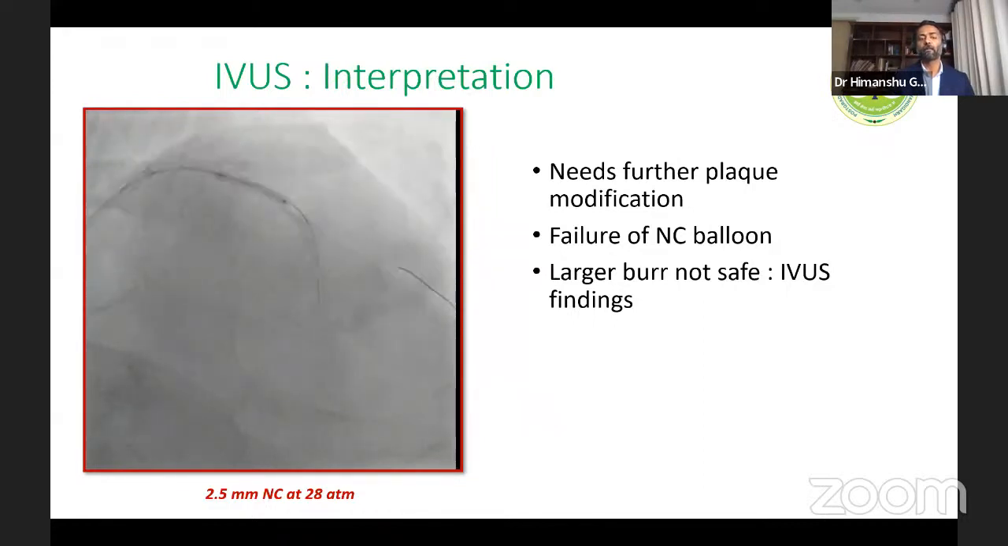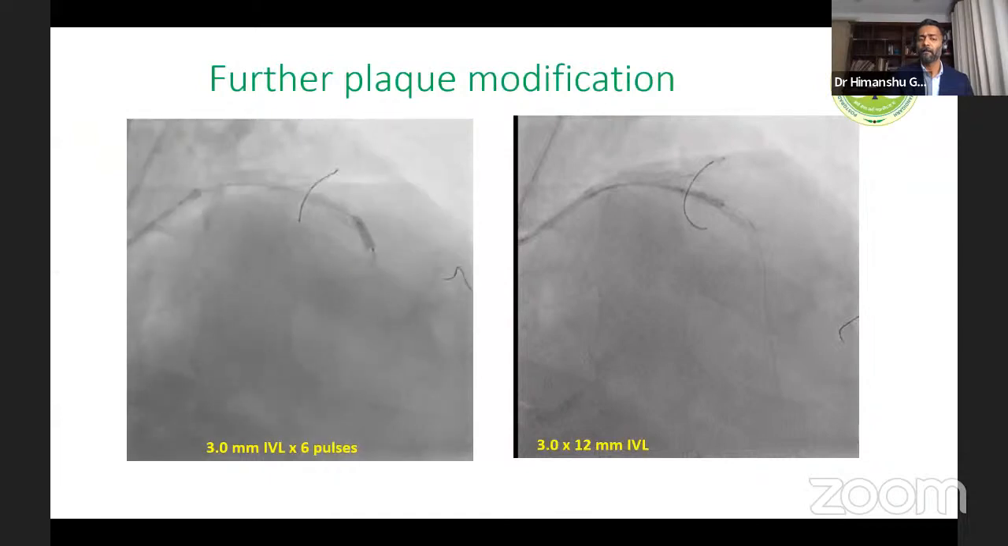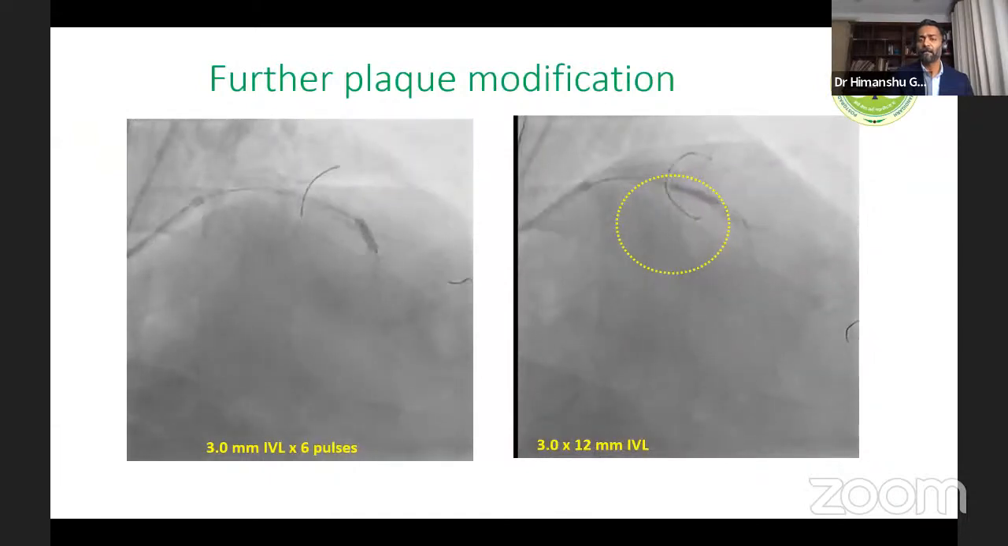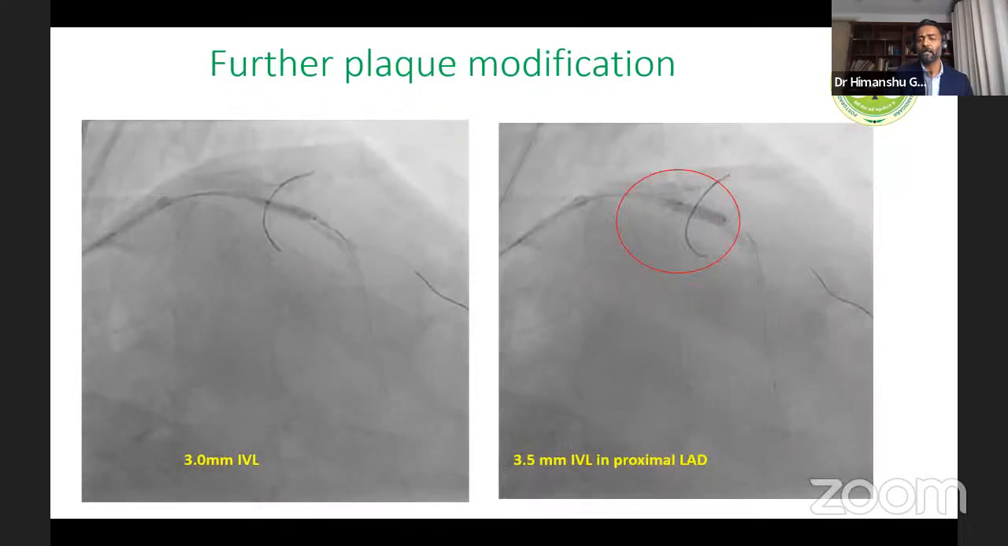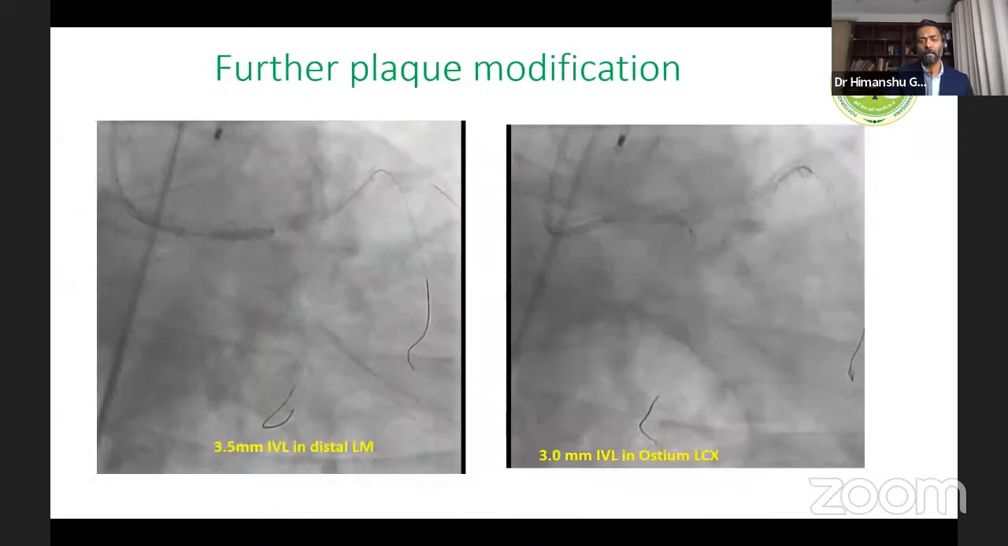So if you need a large burr, a 1.75 or 2, with the length of ablation that you require, there is a very high chance that you may have slow flow, which will be very poorly tolerated in this scenario. You can try an OPN or a cutting balloon at high pressures, but it's a very diffuse lesion. It's not just one focal lesion where you try these technologies. You also know from imaging that it's a circumferential calcium, a type of calcium where IVL is very safe and very effective. So we go for an IVL, a 3 millimeter IVL balloon for the distal LAD, the same 3 millimeter for the mid LAD, which opens after a few pulses. And then we take a 3.5 millimeter IVL balloon for the proximal LAD and the distal left main.